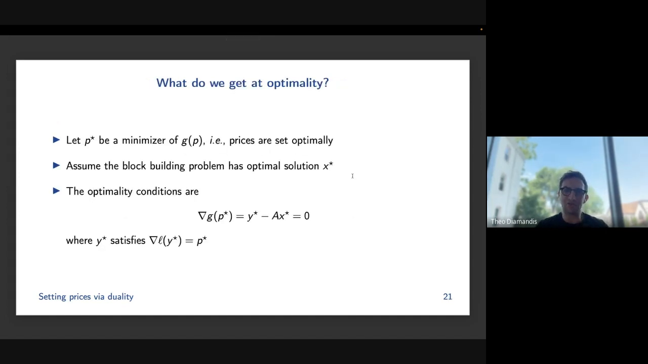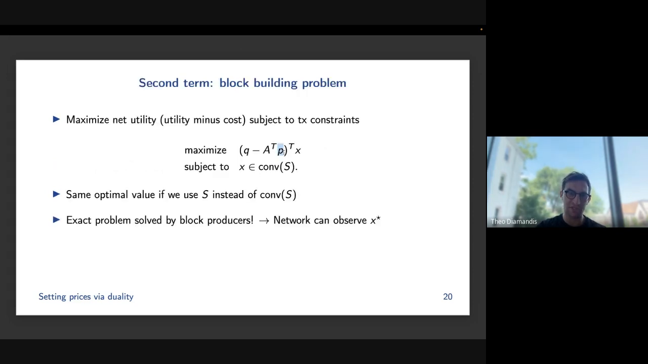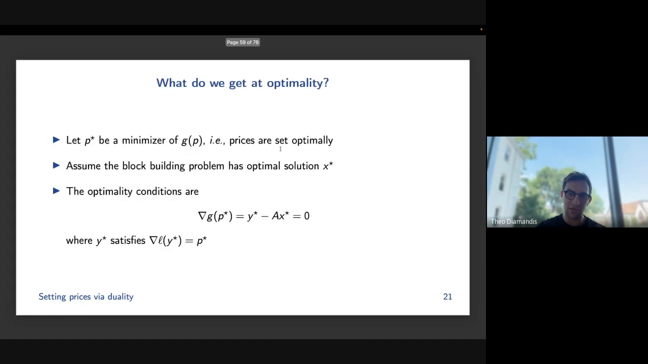Before I talk about how to solve this dual problem, let's convince ourselves that this is actually the thing that we want to be solving. And there's a question: well, what do we get at optimality? Well, first, let's assume that we've set the prices optimally. So P star is a minimizer of G of P. And then we'll assume the block building problem has an optimal solution X star, given these prices P star. So recall that P appears in the block building problem. So this X star is going to be a function of P star.